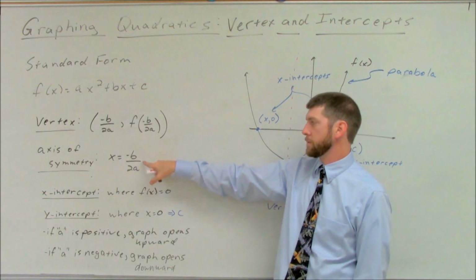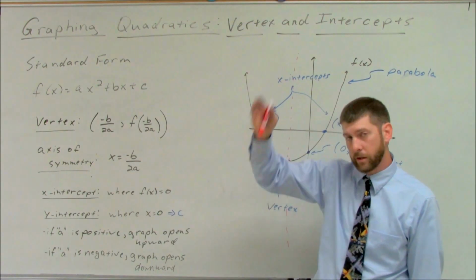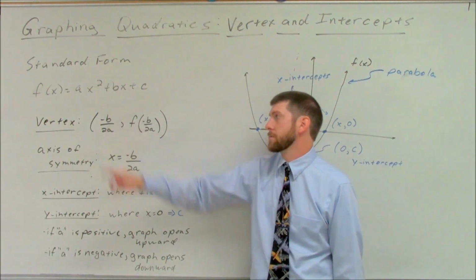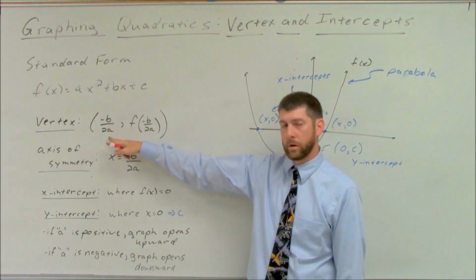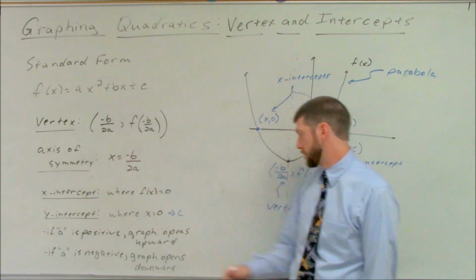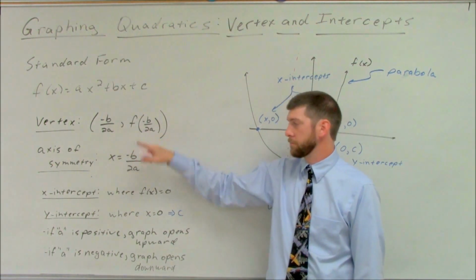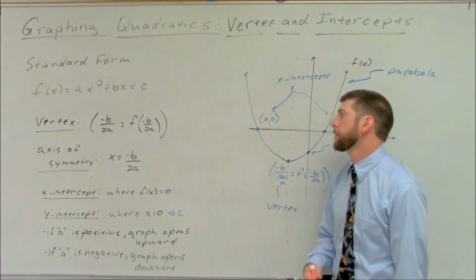So if the axis of symmetry is x equals negative b over 2a, and it runs vertically through the vertex, then that means our x-coordinate for our vertex must be negative b over 2a. The way we find our y-coordinate of our vertex, remember a vertex is just a point, an x and a y. We just take what we got for x and plug it back into our function to get y. So we've got our x and our y.